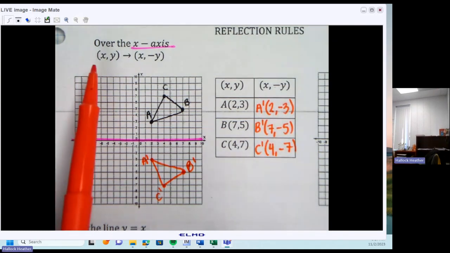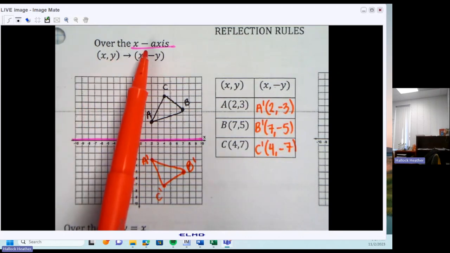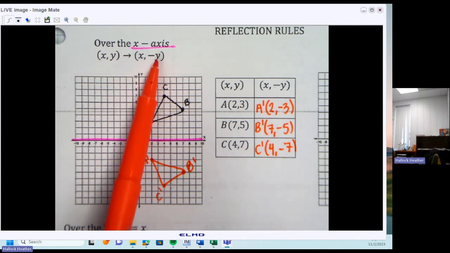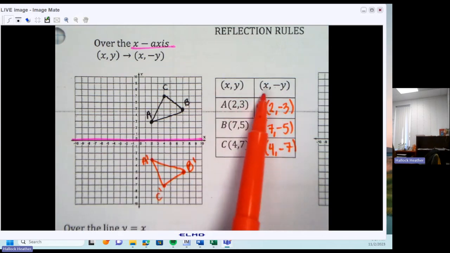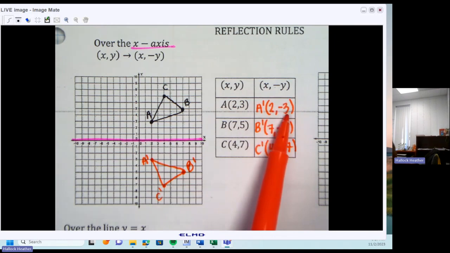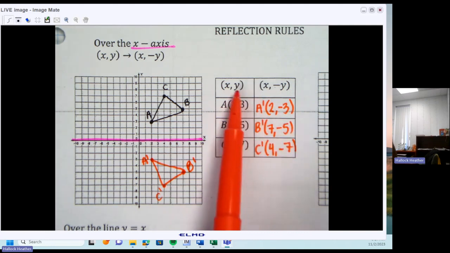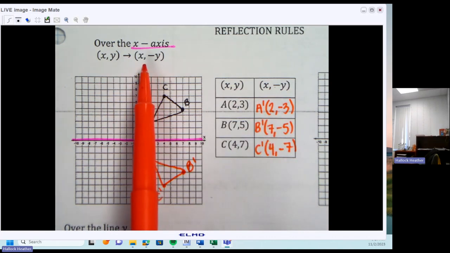There is a rule that you could use, but you're probably not going to remember it, but I'll show it to you anyways. If your coordinate point was X, Y, the rule for reflecting over the X-axis is literally keeping X the same and making Y negative. So if your original coordinate point was 2, 3, notice my 2 is still the same. 3 is just now negative. It was 7, 5. 7 stays exactly the same. 5 is just now negative. So you could use these rules to also help you, but you're probably not going to remember it. So just count because that's the easy way.